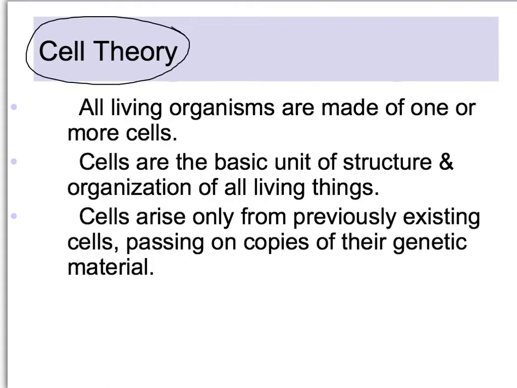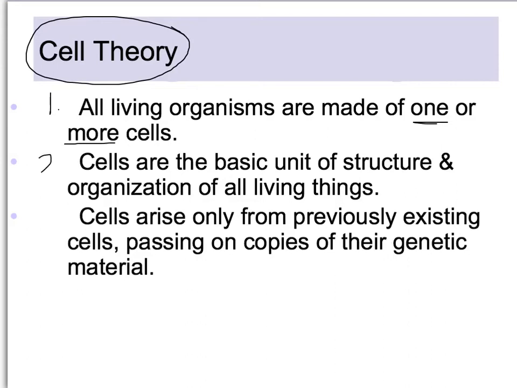So what we can say so far about cells is that we know that, number one, all living things are made of one or more cells. Sometimes, again, they're one-celled organisms, like those paramecium that swim in pond water. Sometimes there are millions of cells, like us or other large creatures.